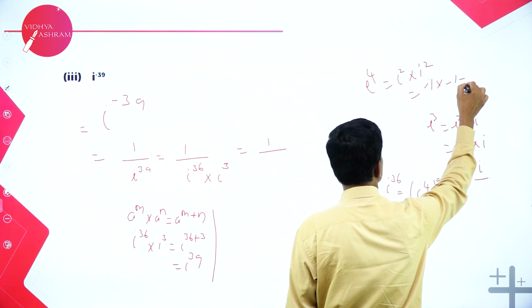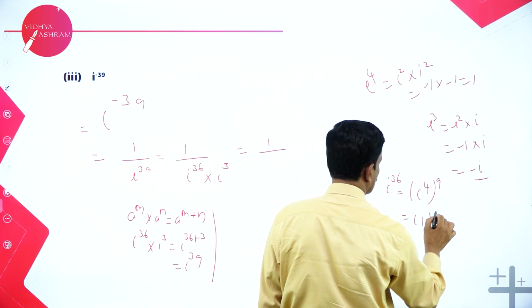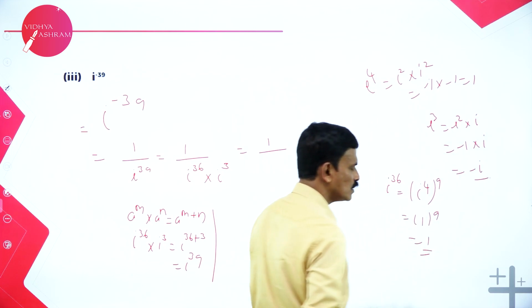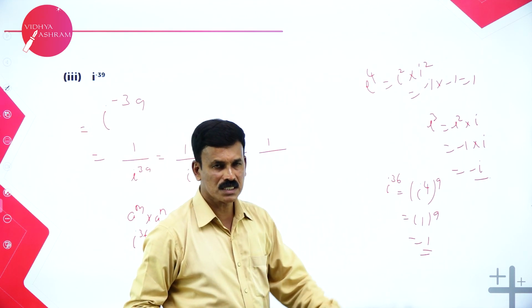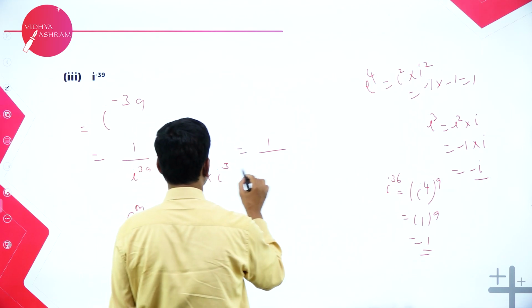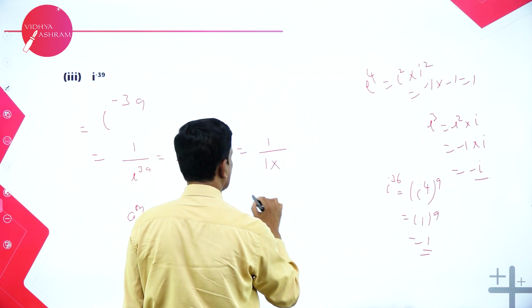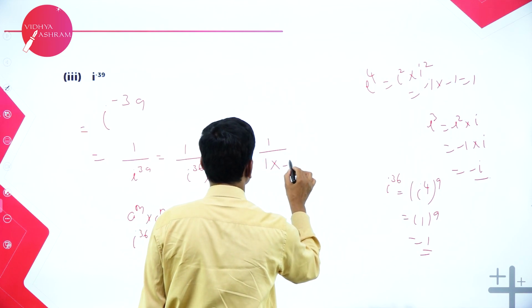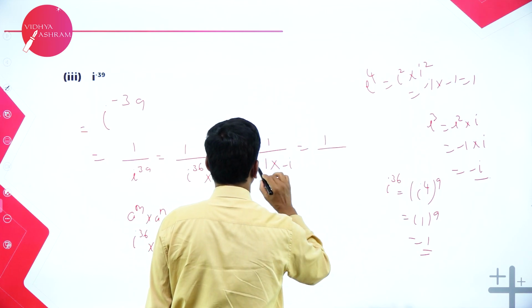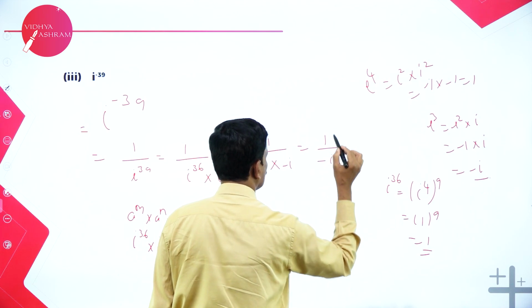Minus 1 into minus 1 is plus 1. 1 to the power of 9 is equal to 1. So i to the power of 36 is 1. Substituting here, i to the power of 36 is 1, into i cube. i cube is equal to minus i. 1 into minus i is minus i.